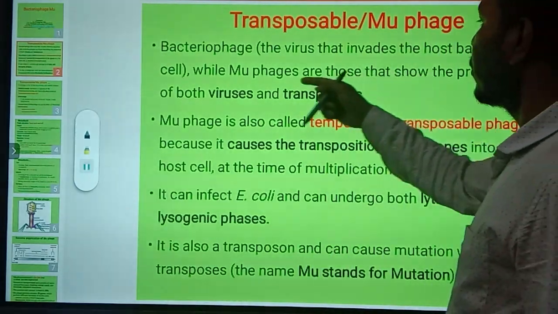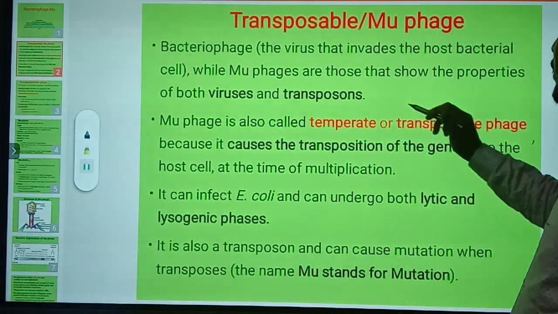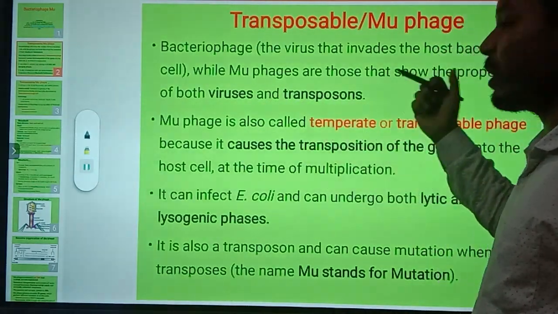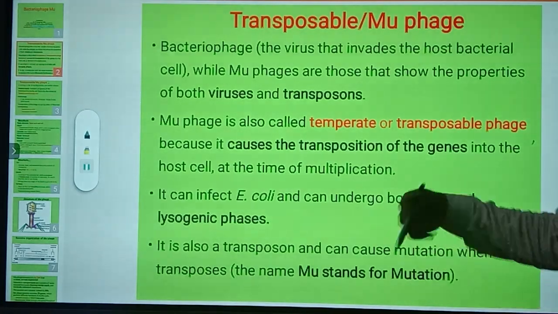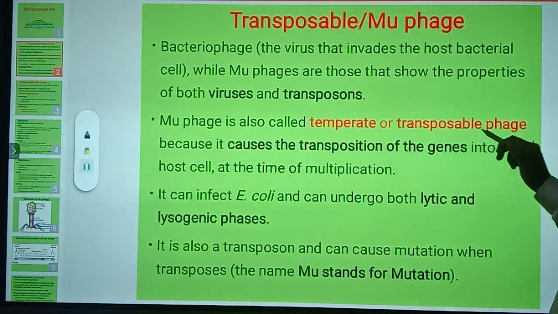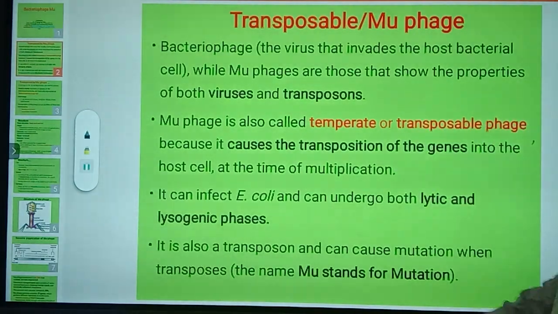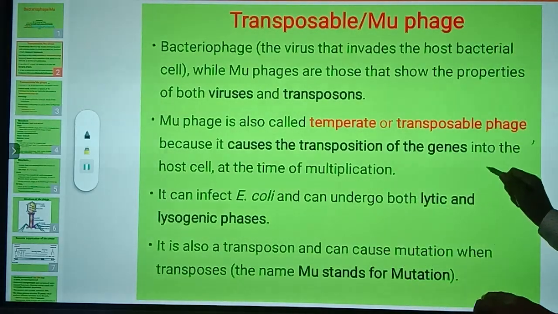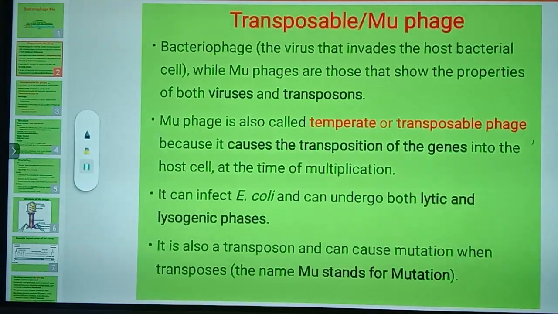So what is bacteriophage mu? These are the phages which have the properties of both virus as well as transposons. What are transposons? We'll see later on. Mu phage is also called a temperate transposable phage, because it causes the transposition of the genes into the host cell at the time of multiplication. What does it mean?